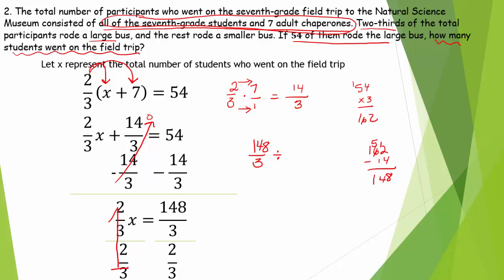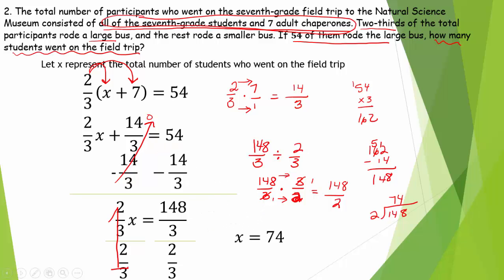148/3 divided by 2/3. I will skip, flip, and multiply. 148/3 times 3/2. 3 goes into 3 one time, 3 goes into 3 one time. Straight across the top, straight across the bottom. I have 148 over 2. How many times does 2 go into 148? 2 goes into 14, 7. 2 goes into 8, 4. So it must be 74 students who went on this trip. There you have it. 74 students went on the trip.